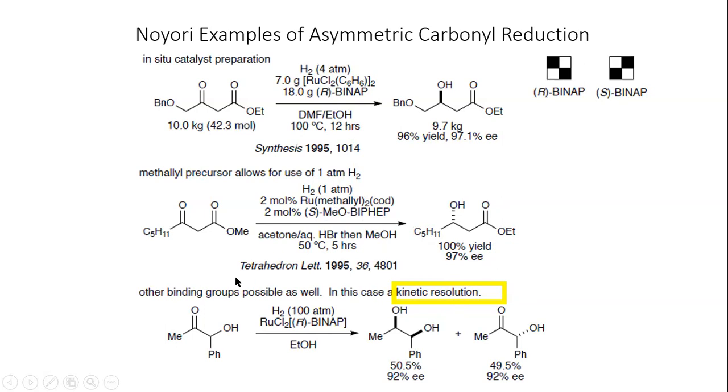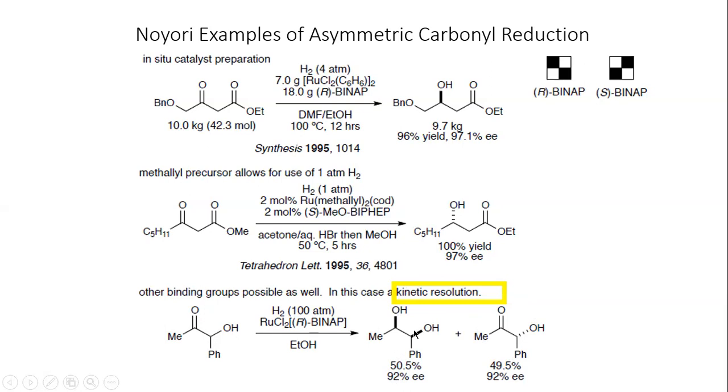And then over here, rather than having an ester, you have a ketone and an alcohol as your other chelating agent. And here, hydrogen gas, 100 atmosphere, and then ruthenium R-binap. So this is the diol that you would get from hydrogenation of the carbonyl. You get that in 92% EE. And then this is the other isomer, right? Because you can imagine this is racemic. So this is the other isomer of the starting material, right?